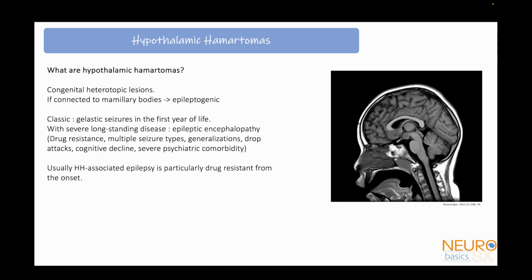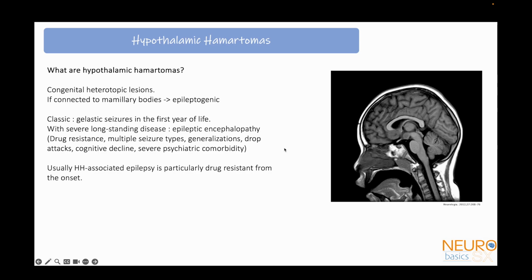Another very commonly treated problem with radiosurgery is hypothalamic hamartomas. Now, hypothalamic hamartomas are congenital heterotopic lesions, and if they get attached to the Papez circuit, specifically the mammillary bodies, they can become epileptogenic. Classically, hypothalamic hamartomas will present with gelastic seizures. That's where the child will laugh in the first year of life.